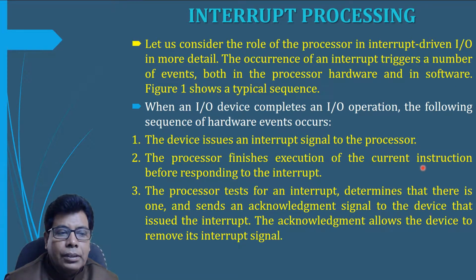So whenever a processor gets an interrupt, it will check for the interrupt and then immediately send the acknowledgement signal to the device which has issued the interrupt, so that the device can remove its interrupt signal.